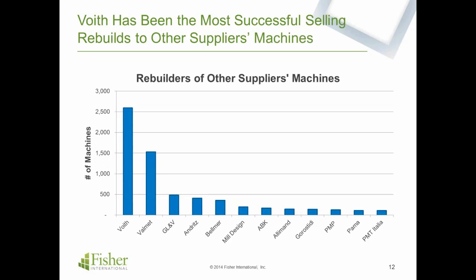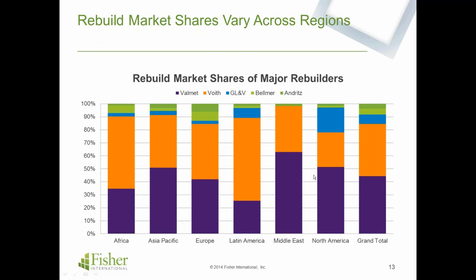We look at it a different view. We look at those companies who have been successful selling rebuilds to other suppliers' machines. We see that Voith has been the most successful at selling rebuilds to machines that were installed originally by someone else. Now, the share of rebuilds is pretty equally divided globally between Valmet and Voith. Each company has just north of 40% share of the rebuilds that are done, but that does vary a bit across different geographies.